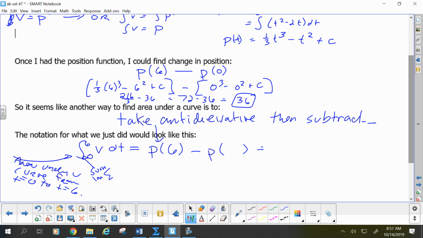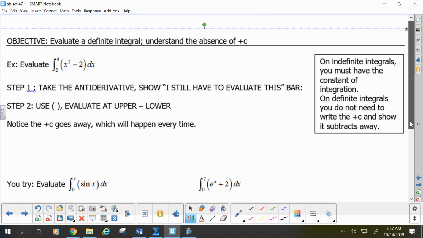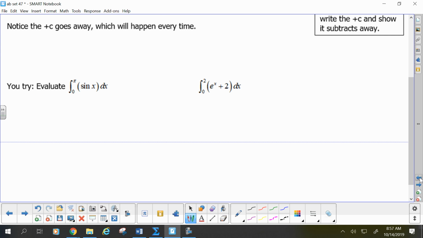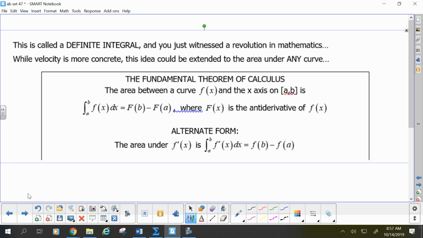It's equal to just the difference between the two positions at time 0 and time 6, and in this case that was 36. Now that incredible workaround of avoiding all those infinite sums, that's the fundamental theorem of calculus. You can get the area under the curve by just taking the antiderivative and evaluating. Now that's called a definite integral. This just changed math and all of engineering forever after.